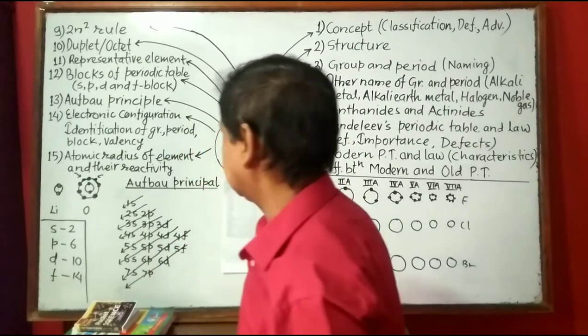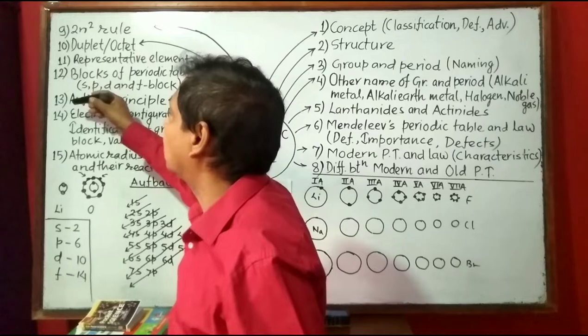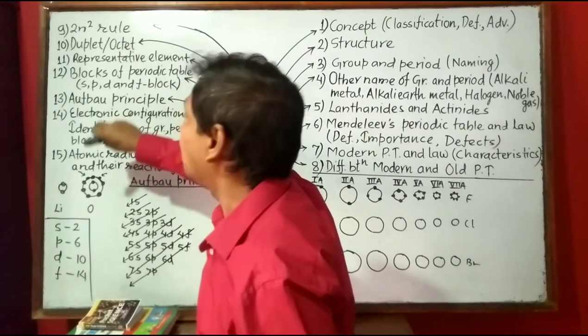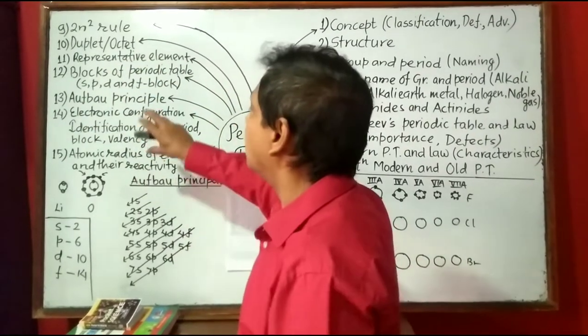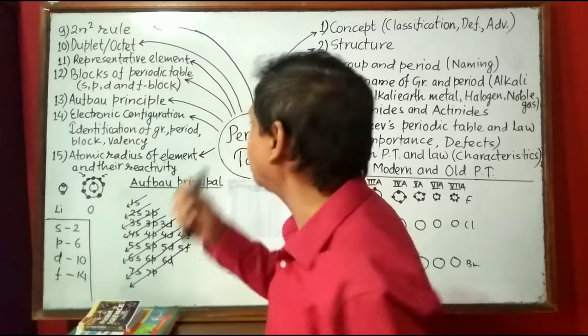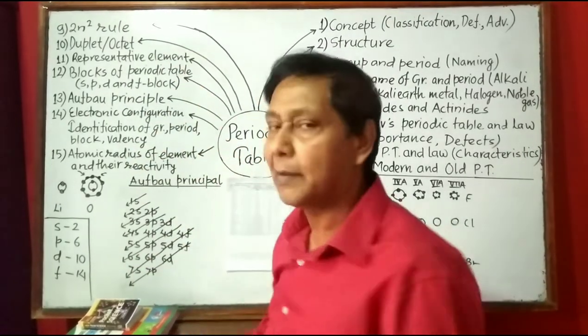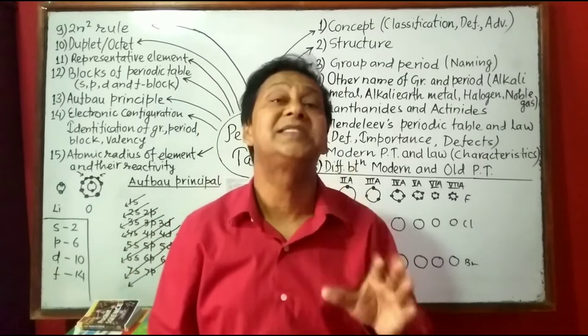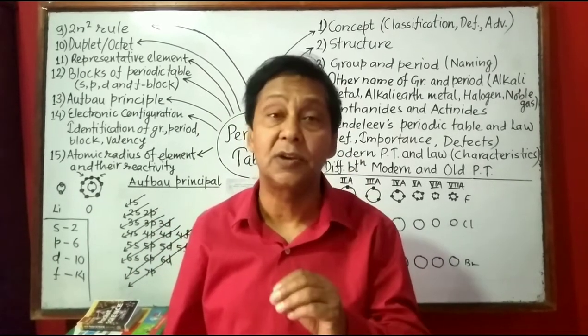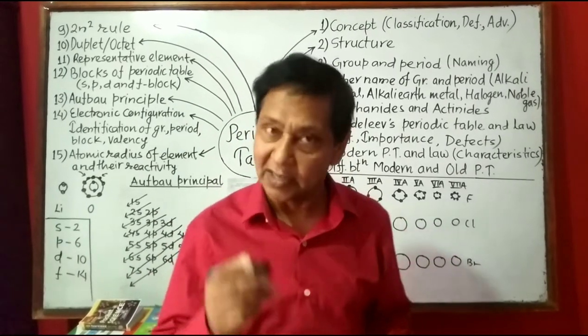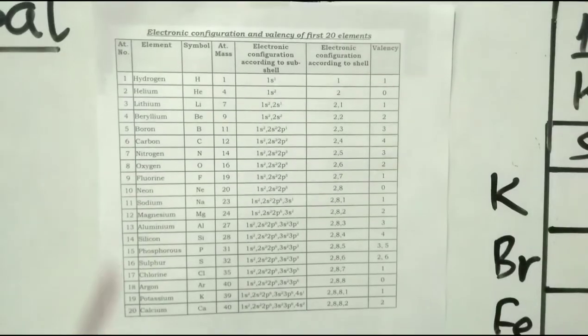Now after this, we have to go through 12, 13, 14. But before starting 12, 13, 14, we must have a little idea how to write electronic configuration. That's why we must have a little idea about the first 20 elements of the periodic table. I want to show you this table. Look at the table. Look at this table.